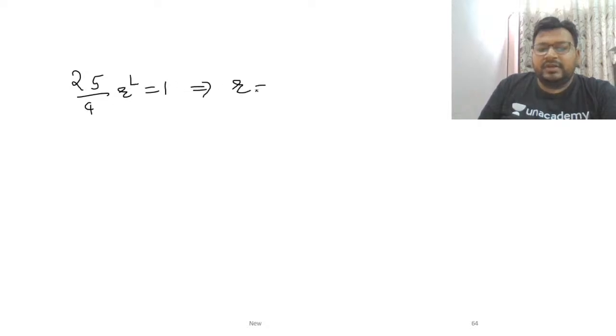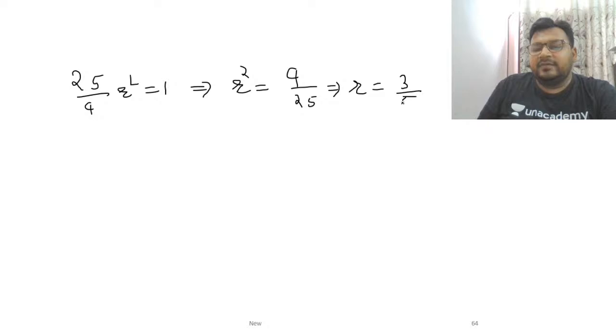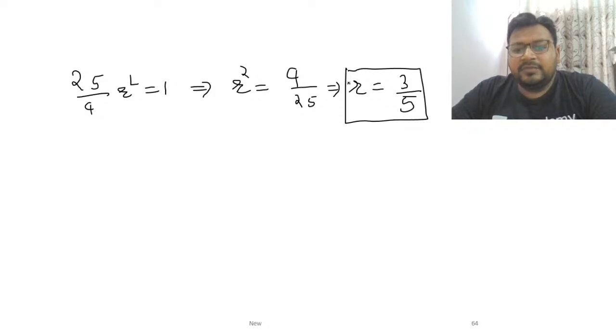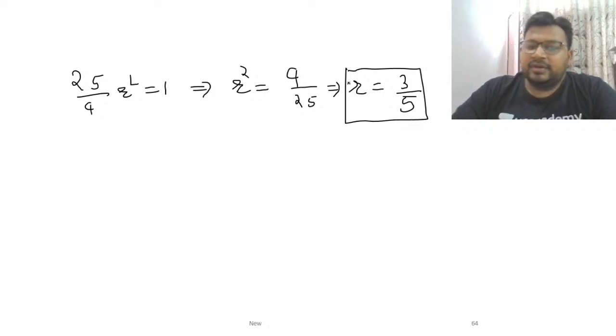So 25 by 9 zeta square equals 1, or zeta square is 9 by 25, and ultimately zeta equals 3 by 5. The negative value is rejected because zeta is a physical parameter, so it cannot be negative. So zeta comes out to be 3 by 5. By comparing the poles given in the question with the poles of the second order system that we know, the zeta can be calculated.